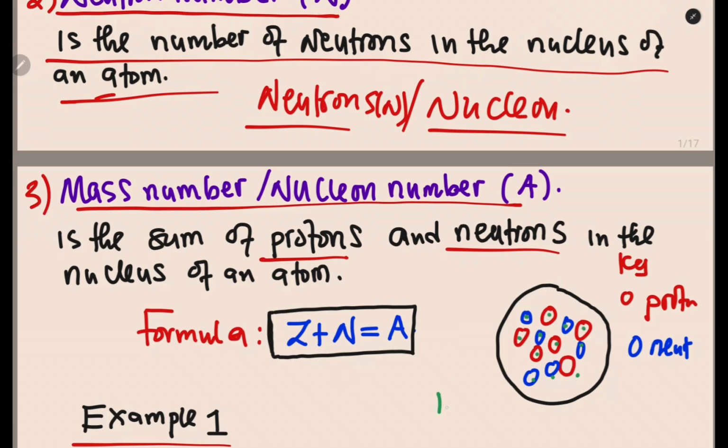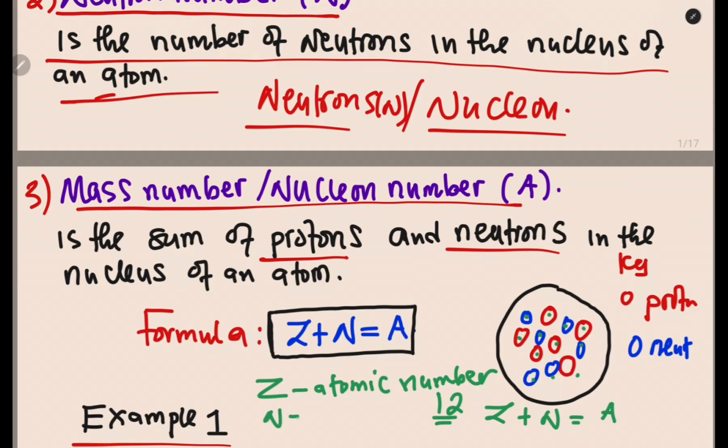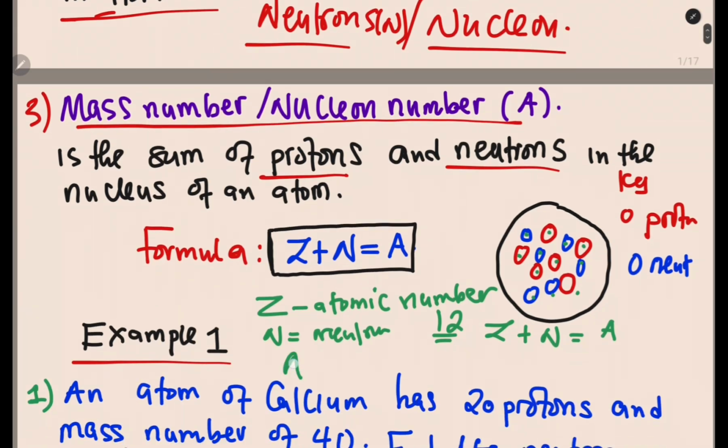So the mass number is what? 12. What have I done? I've added the atomic number plus neutron number, and it has given me the mass number. And therefore, we can come up with a formula to connect the three: Z for atomic number, then N for neutron number, then A for mass number.